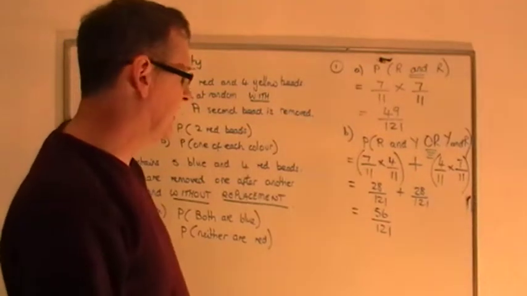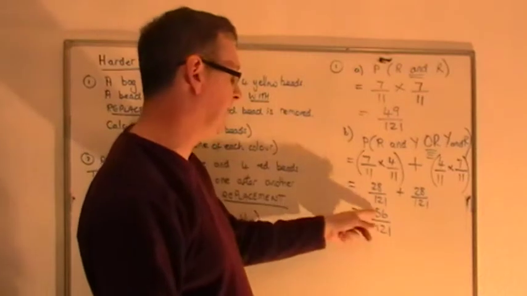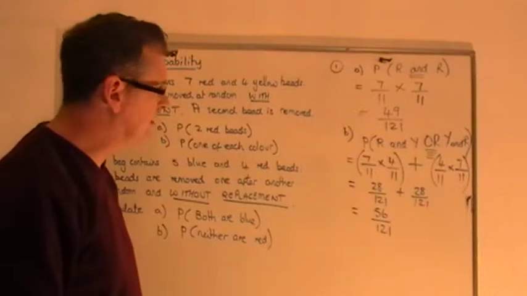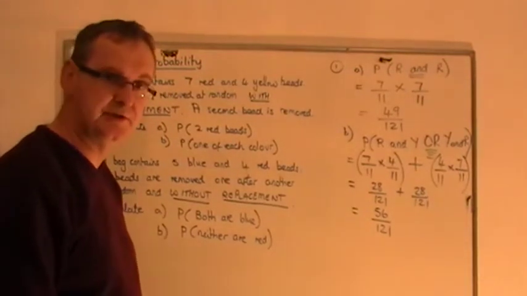You obviously look to see if that cancels at the end there. I don't think that one cancels there. So that's it, that's the answer. 56 over 121 is the chance of getting one of each colour. And that's question 1 finished.